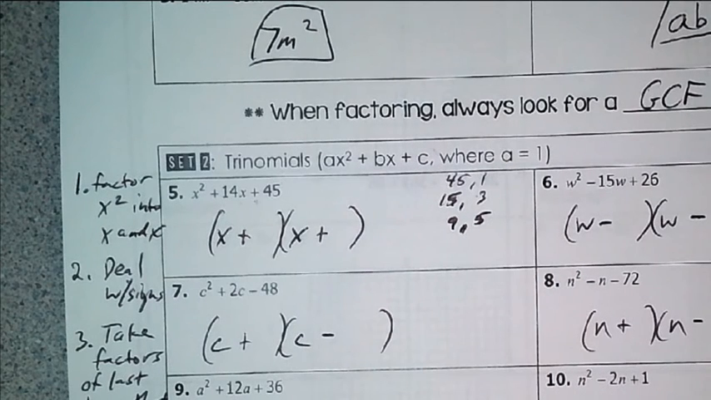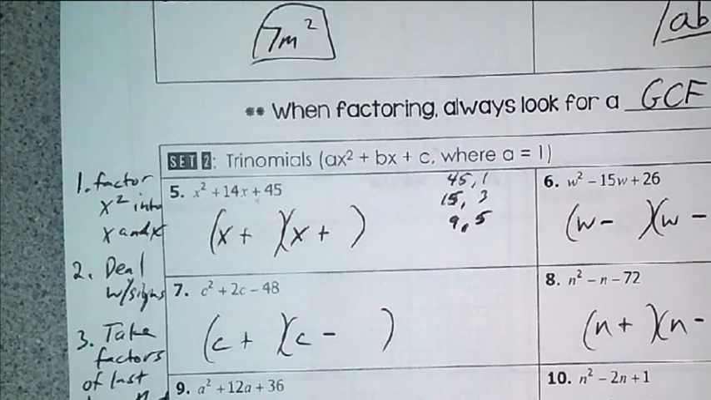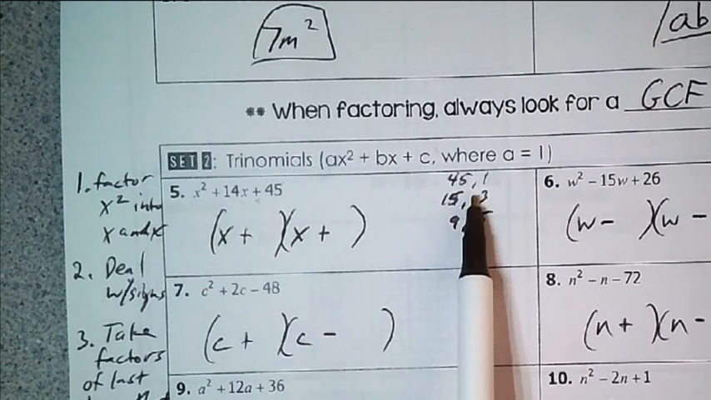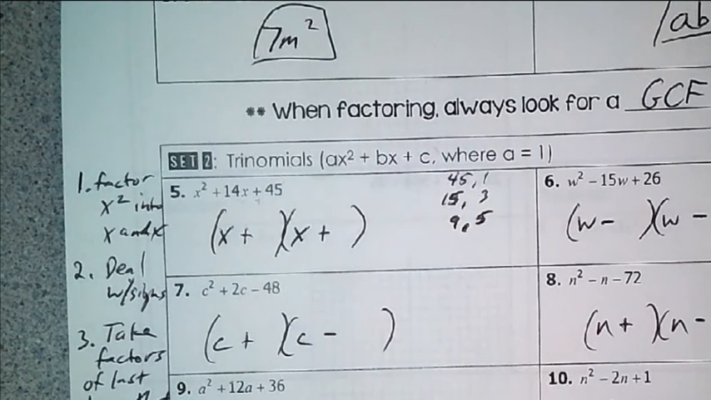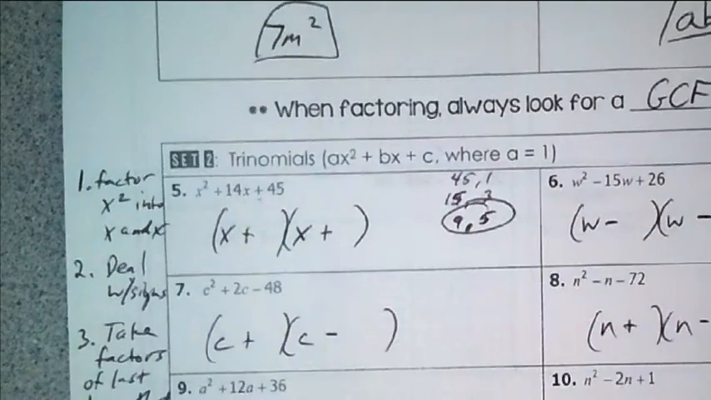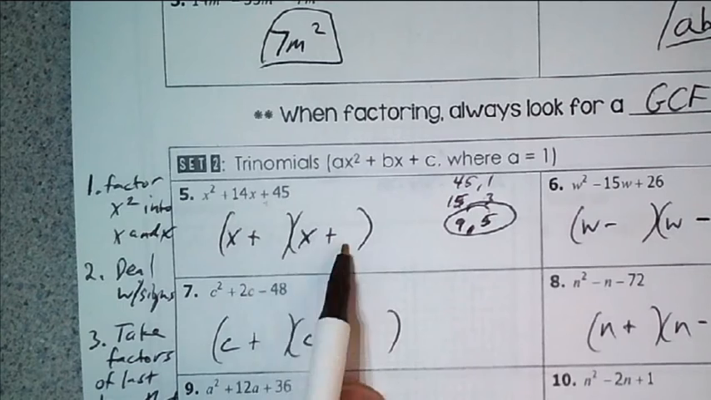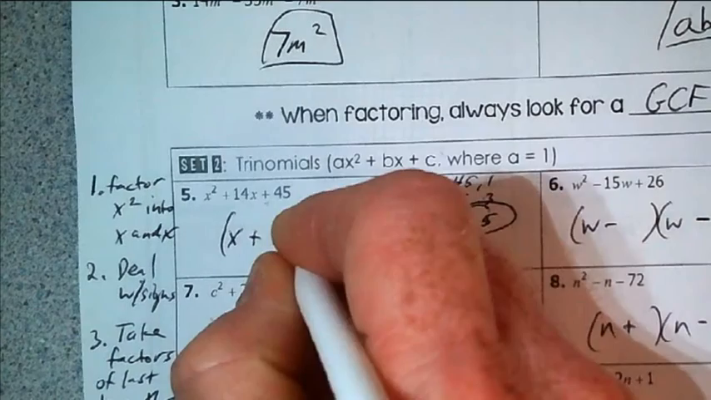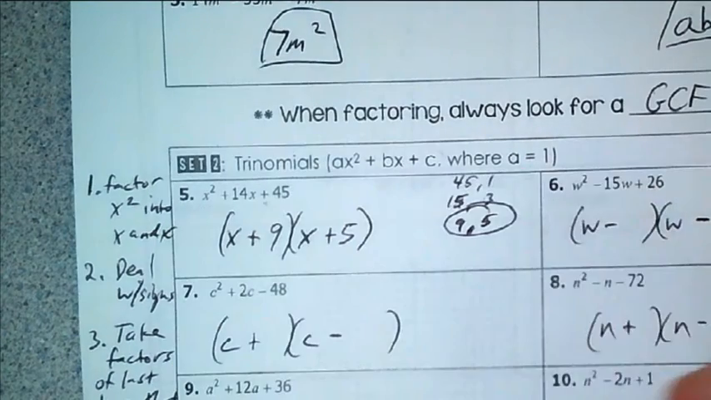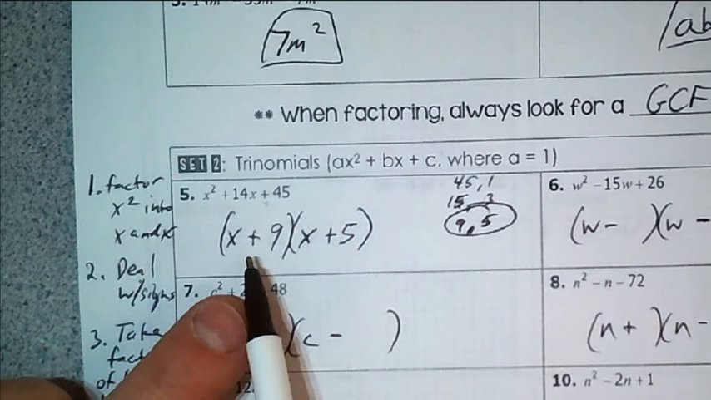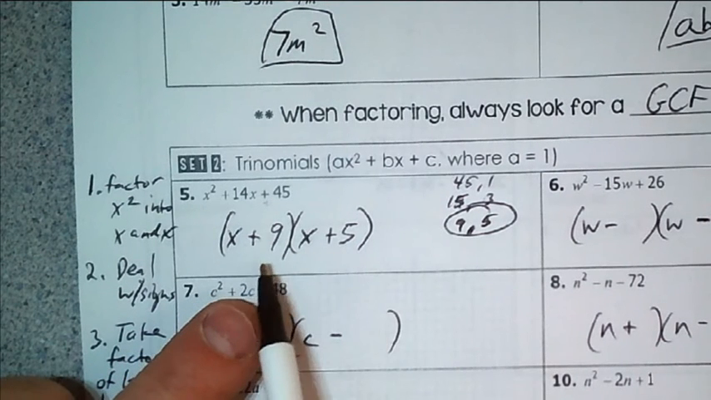Now, of these factors, which pair of these adds up to 14? 9 and 5. So that's the pair that I choose. Now, does it matter where I put the 9 or the 5 right here? It does not. Okay? So, this is x plus 9 times x plus 5.